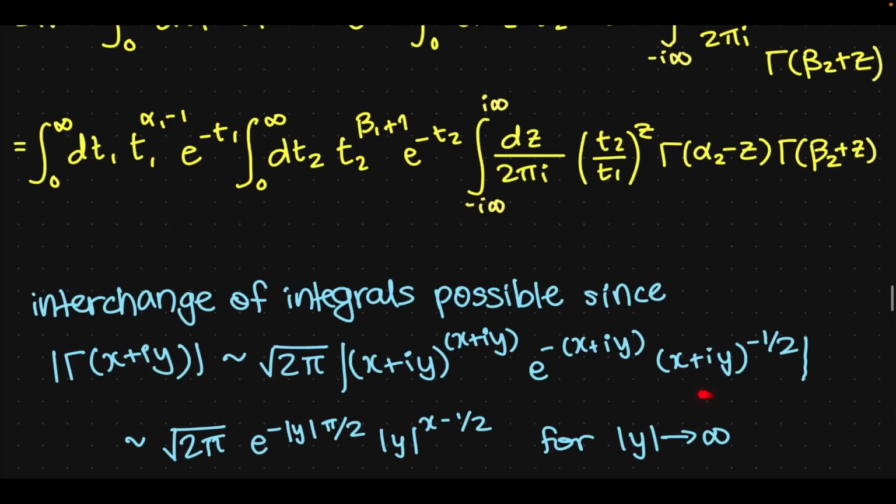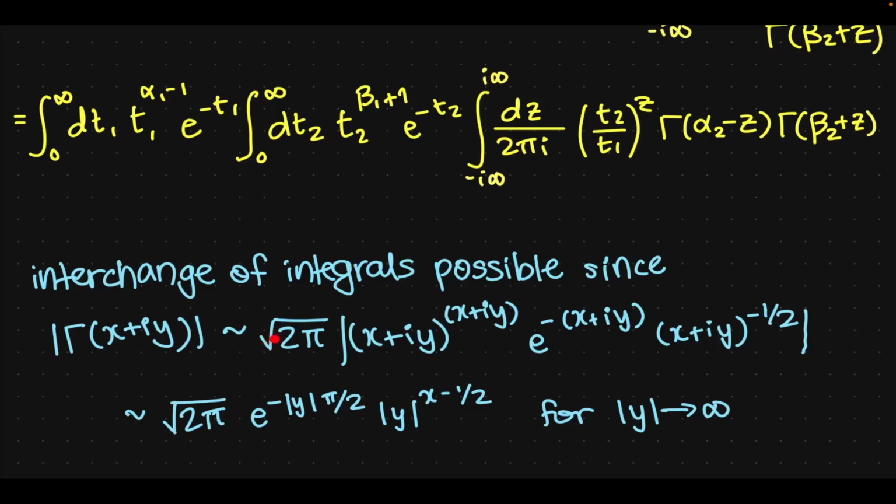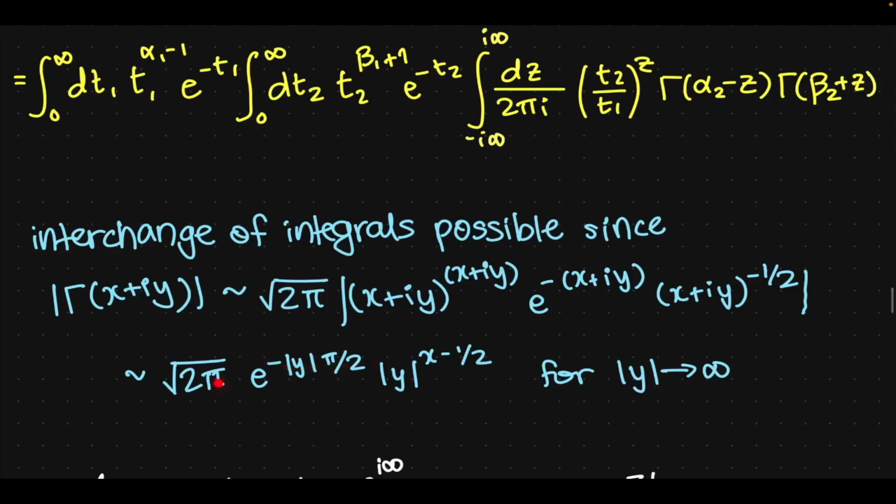This is fine because our integral bounds were from minus i infinity to i infinity. The interchange is possible because we see that the gamma can be approximated using the Stirling formula by square root 2 pi times (x plus iy) to the (x plus iy) e to the minus (x plus iy) times (x plus iy) to the minus 1/2 in absolute value, which is approximated as square root 2 pi e to the minus absolute value of y pi over 2 times absolute value of y to the x minus 1/2.